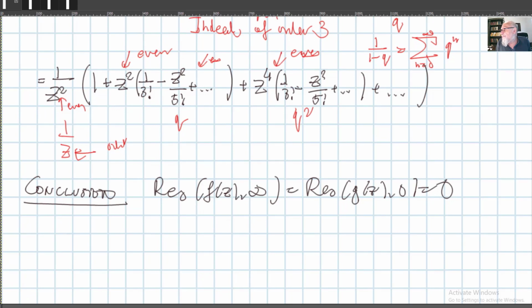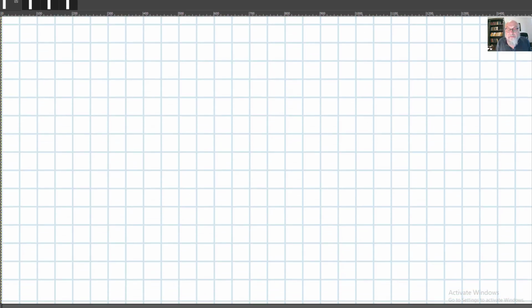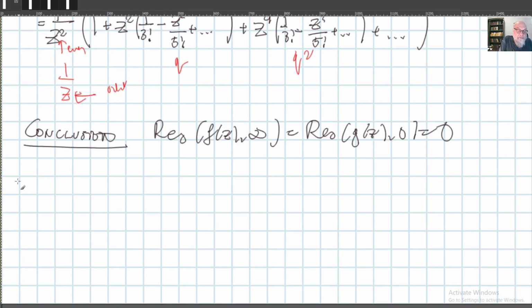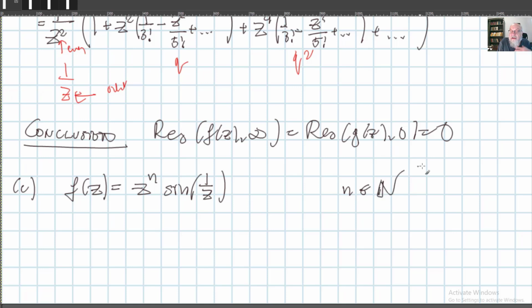It is maybe appropriate to... is there enough space? Well, I think so. It's enough. Okay, so let's do another example, number C. Take the function f of z equals z to the power n times sine of 1 over z. Here n is a natural number, so either 1, 2, 3, etc., but we do not specify it.